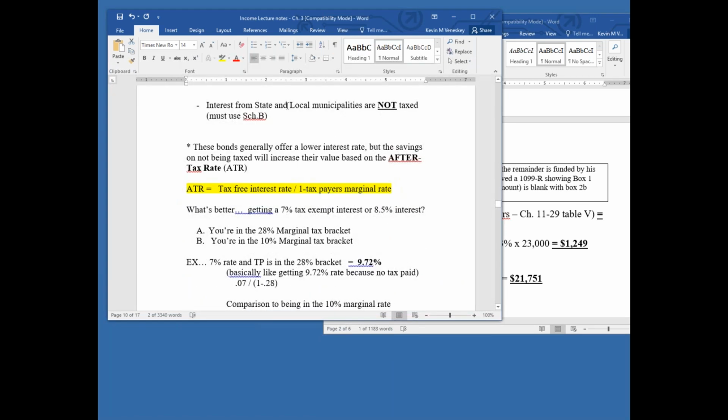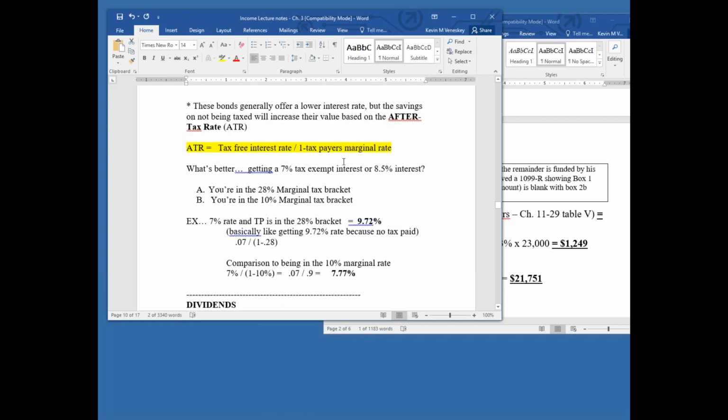Okay, again, this is a kind of a recap of what we had looked at. State and local bonds are not taxed. It does show up, and you do have to put it on your tax return. You put it on line 2A of the 1040, but it'll be down lower on the 1099-INT if you actually have interest income that is tax-free.